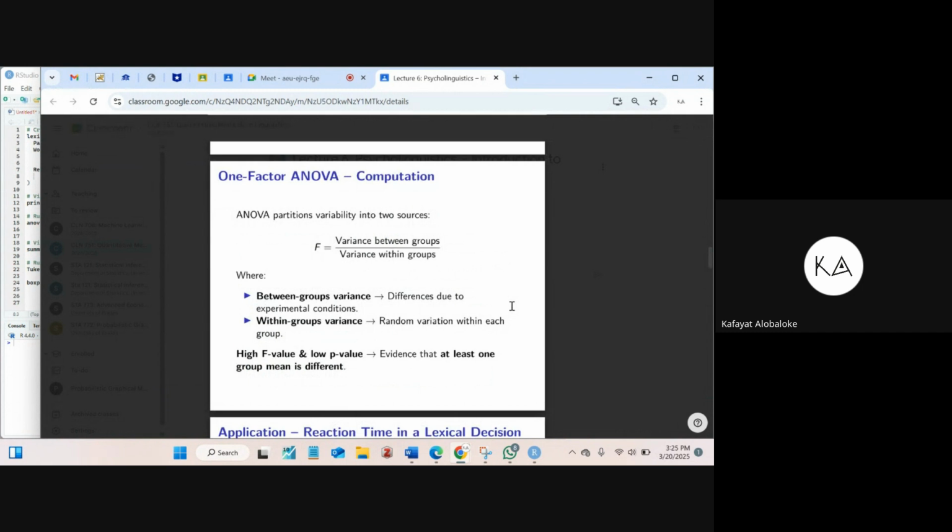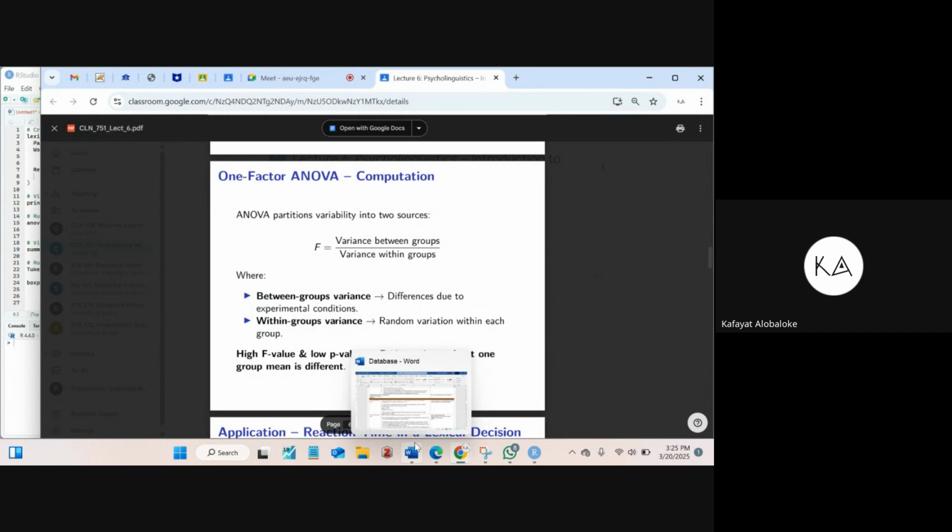Now, how do we compute a one-factor ANOVA? ANOVA works by partitioning the total variance in a data set into two sources. These sources are the variance between groups, which we also call the treatment effect in statistics, and the variance within groups, which we call the errors in statistics.